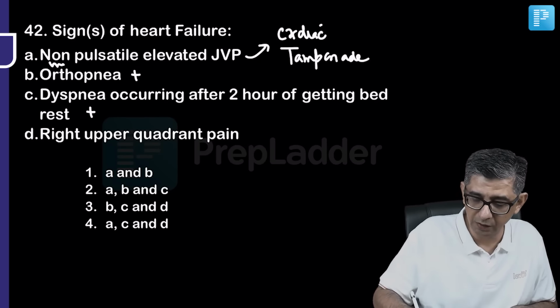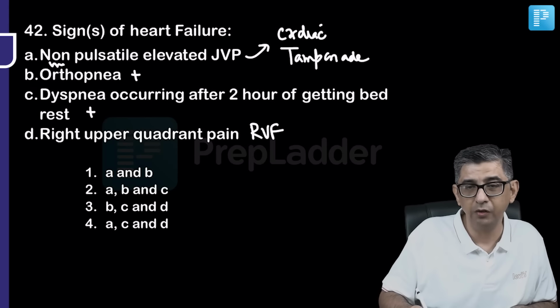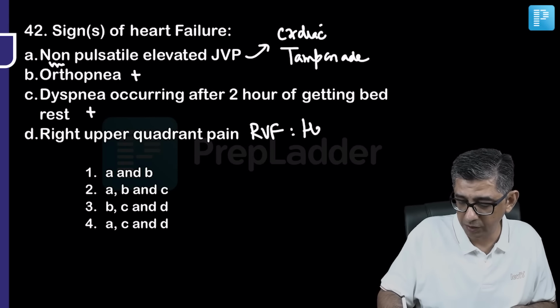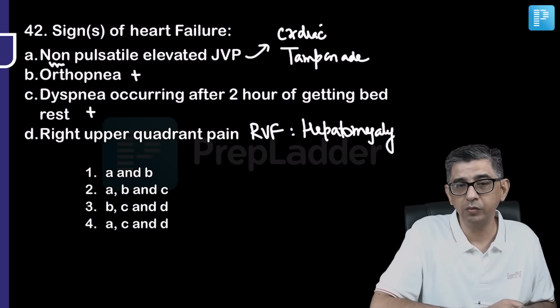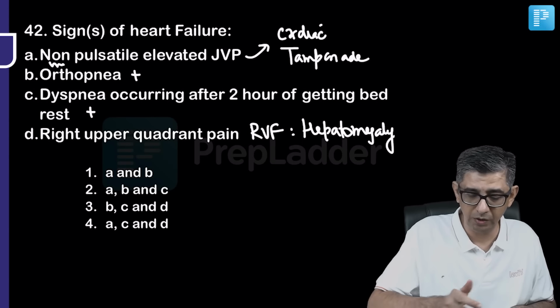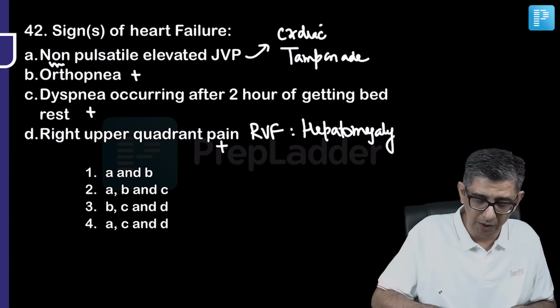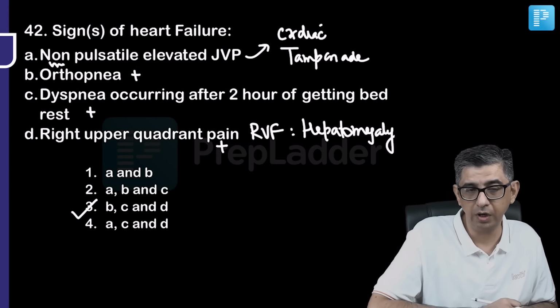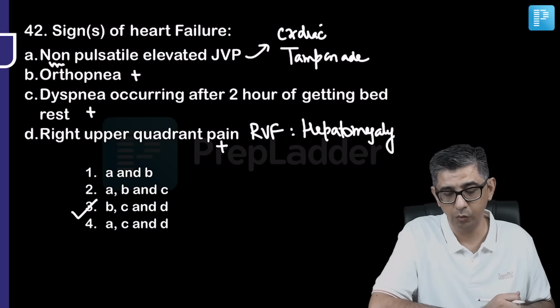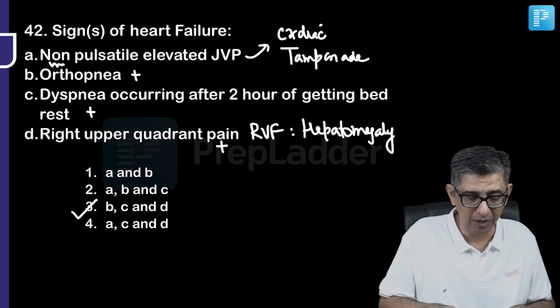And if a person is having right ventricular failure, then there would be congestion in the liver. There would be stretching of the capsule of the liver, so there would be hepatomegaly. Stretching of the capsule of the liver would contribute to right upper quadrant pain. So options B, C, D indicate heart failure, but option A is a feature of cardiac tamponade, which is why it has not been included in signs of congestive heart failure as asked in this question.